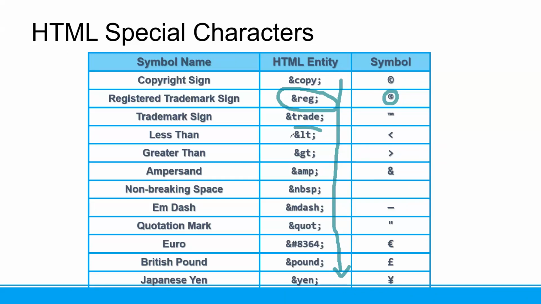For example, the symbol LT, or less than, and then greater than. Maybe you need to write this one. It starts with the symbol and then ends with the semicolon. There are still many special characters. This is only some of them. You can have foreign characters, Japanese characters, Chinese characters. There are so many characters in the world, and they have their own specific HTML entity.